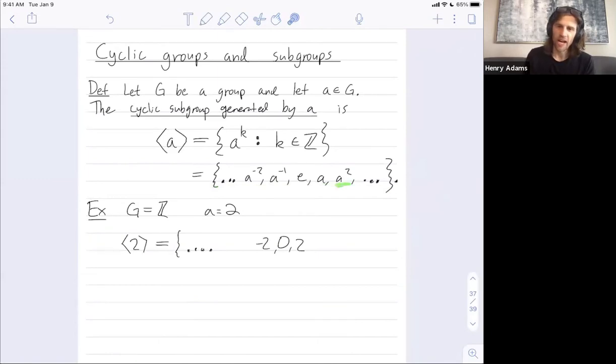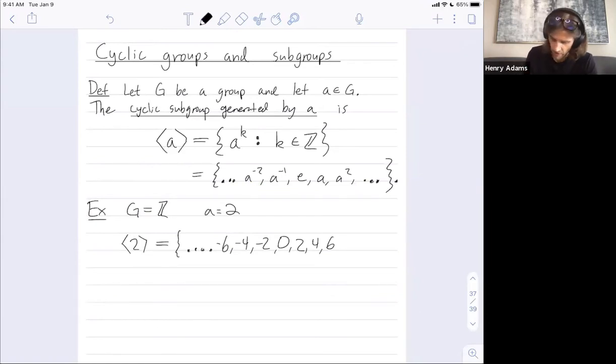Here we have 2 combined with itself twice, but our operation is addition in this group. So this is 2 plus 2, or 4. And we have negative 2 combined with itself twice. So we have negative 4. And let's keep going. A combined with itself under addition 3 times is 2 plus 2 plus 2, which is 6. And then we have negative 2 combined with itself 3 times. Negative 2 plus negative 2 plus negative 2 is negative 6.